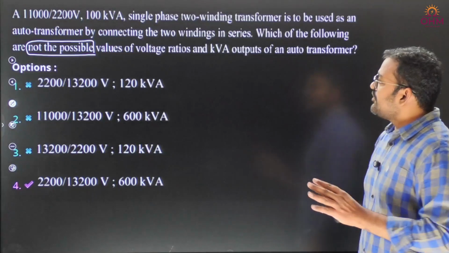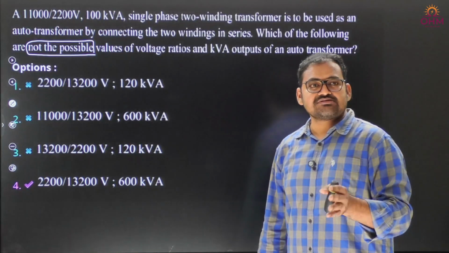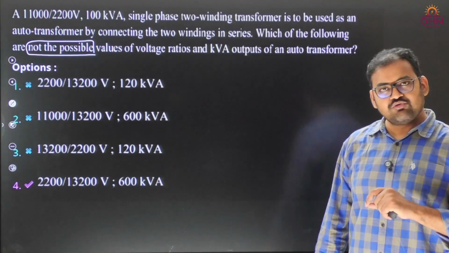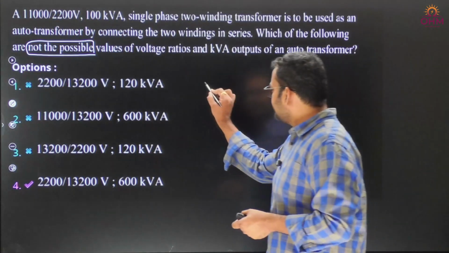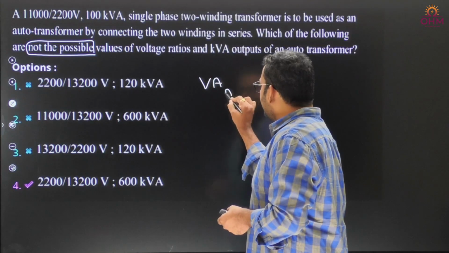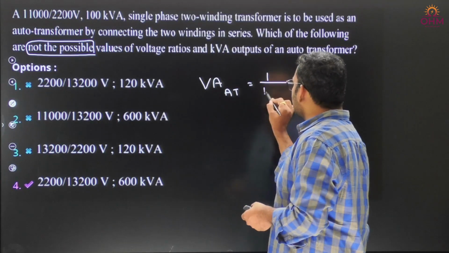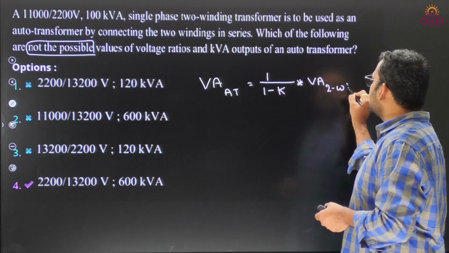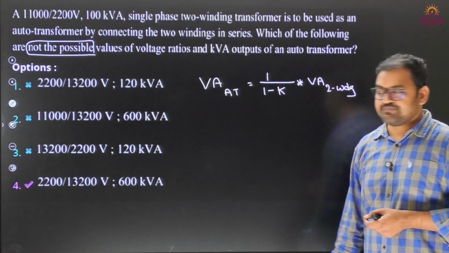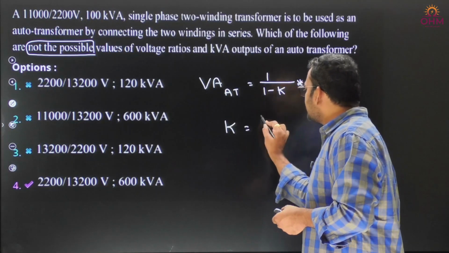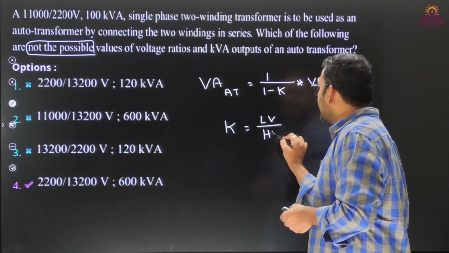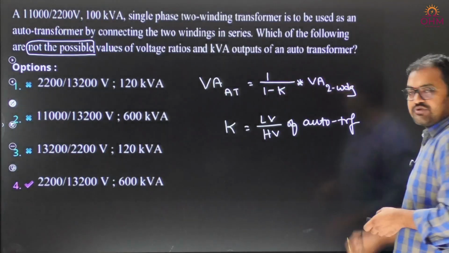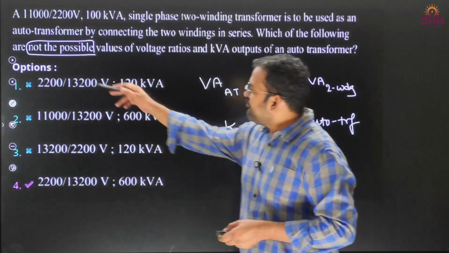Okay. First of all, when a 2 winding transformer is converted into auto transformer, the value of K is very important to identify VA rating. What is the formula? VA rating of auto transformer is always equal to 1 by 1 minus K times of VA rating of 2 winding transformer. This is the formula, right? Where K is nothing but low voltage value by high voltage value of auto transformer. Clear? Okay.